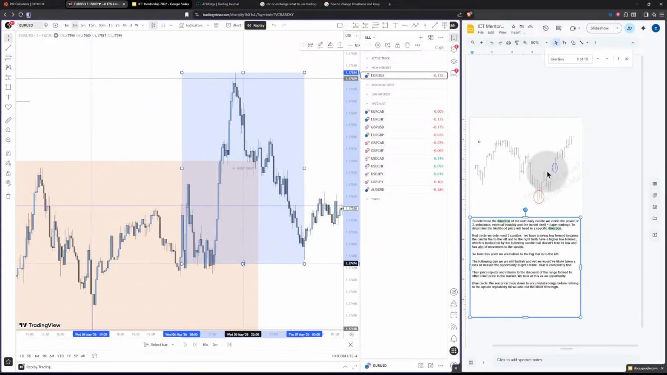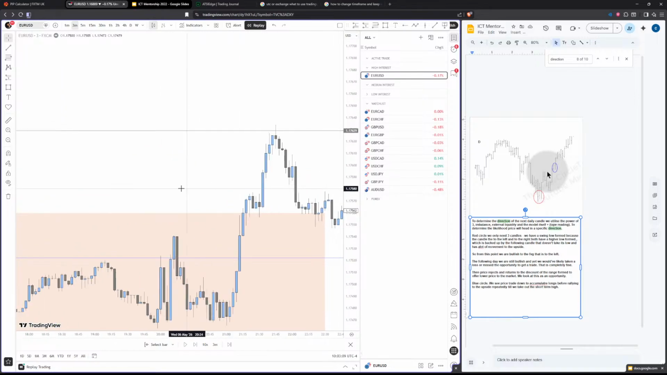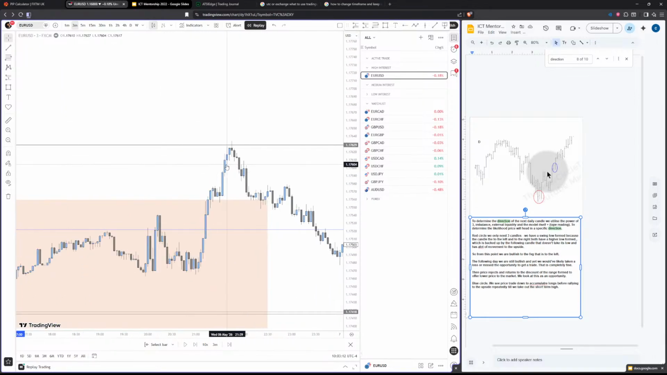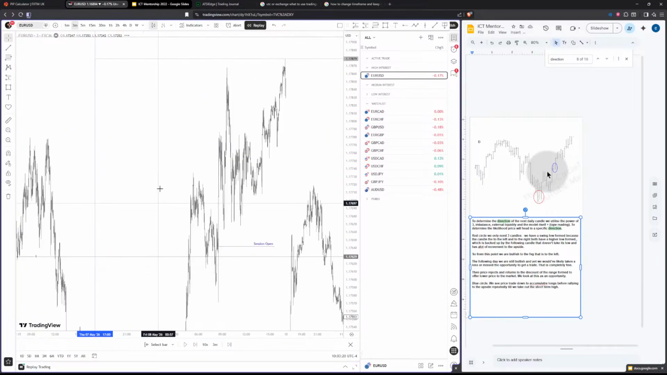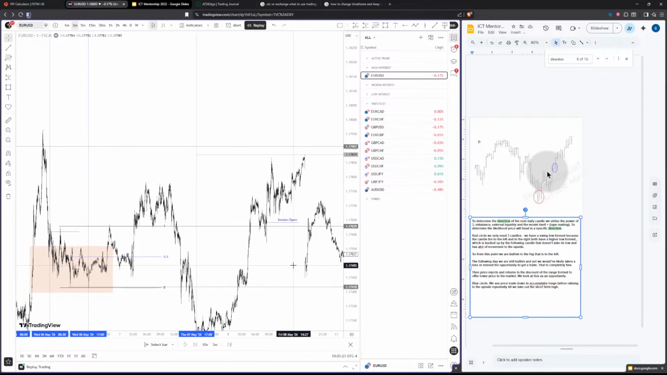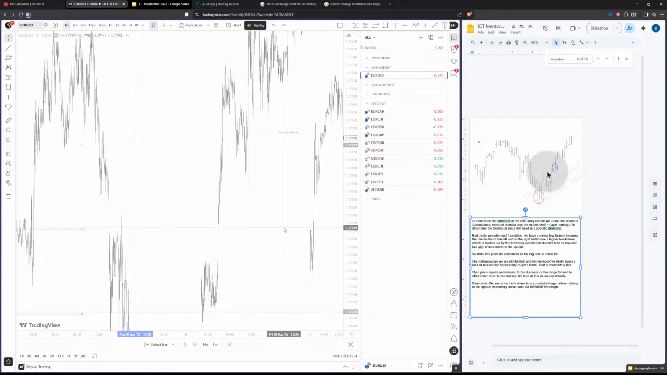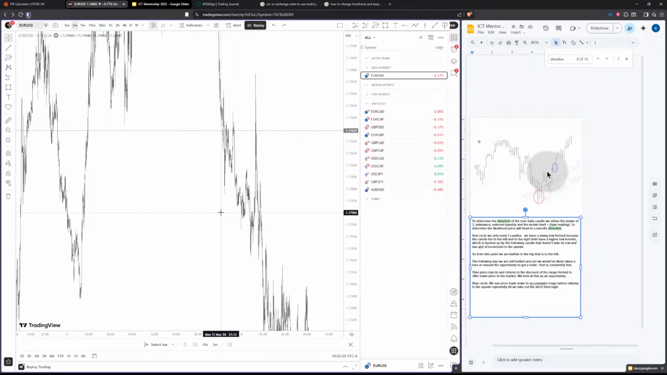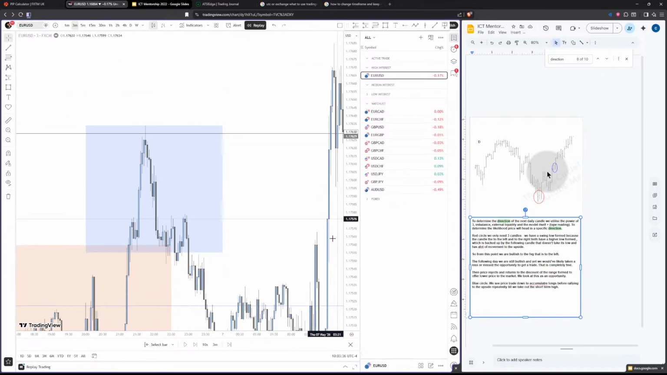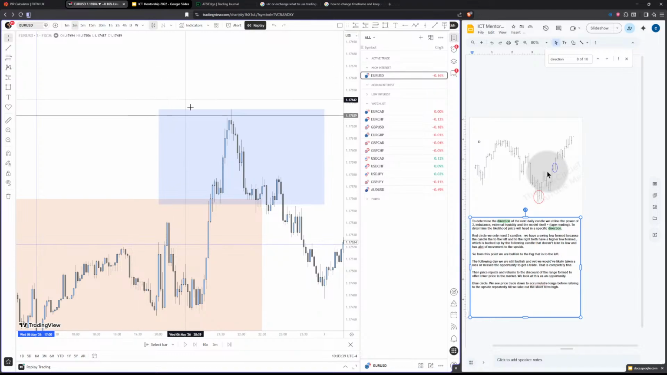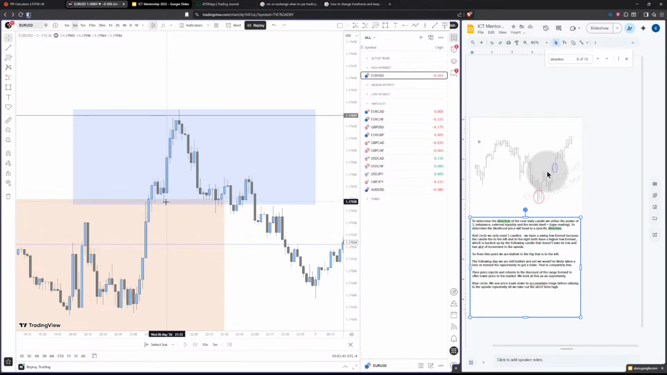Wait, what's this for? Oh, this is just the area we wanted to watch. What do I notice? Well, after we took this high, none of these are swing lows for me, at least on this time frame. Okay, this is the smallest we can go. That's annoying. Anyway, swing low would be here.